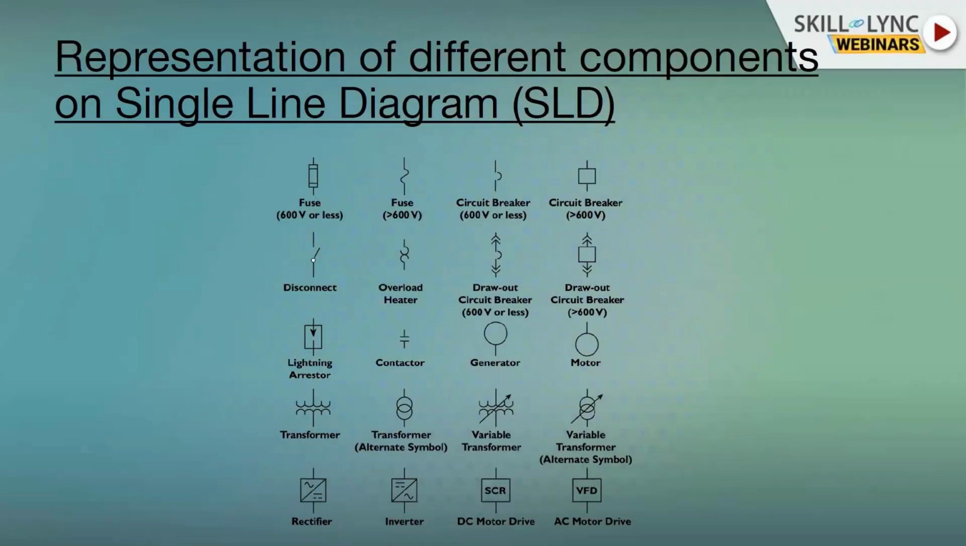So these are a few symbols of some components of a power system network. In the beginning, we can see there are multiple representations for the fuse, multiple representations for the circuit breakers, then disconnect switches, lightning arresters, connectors for generators and motors, for transformers, and for variable transformers, for inverter, rectifier, or motor drive. The different representations are there.